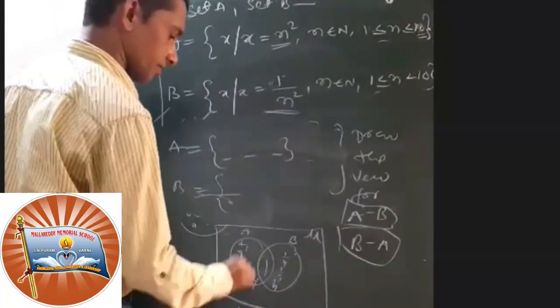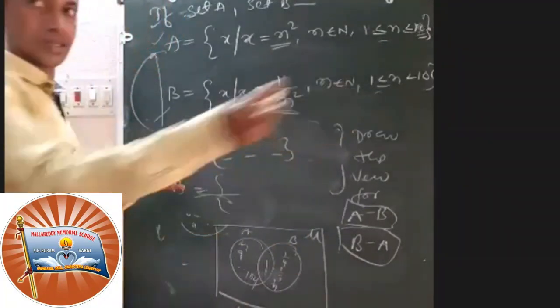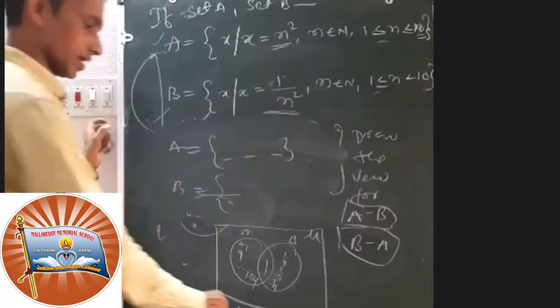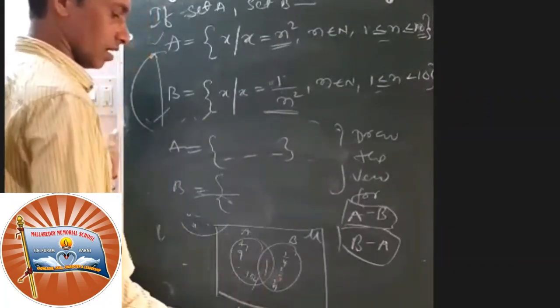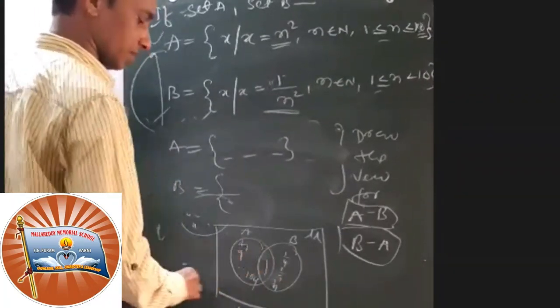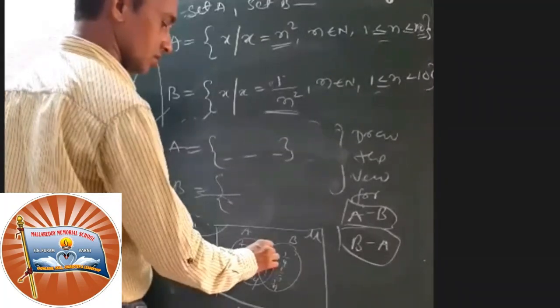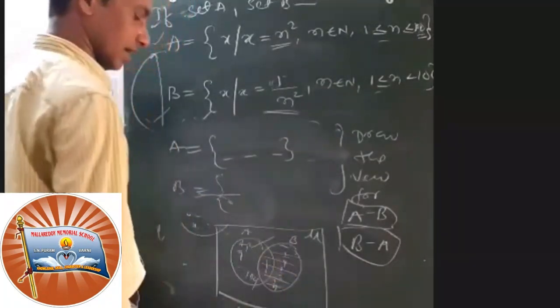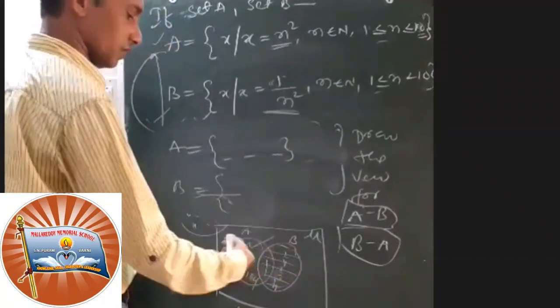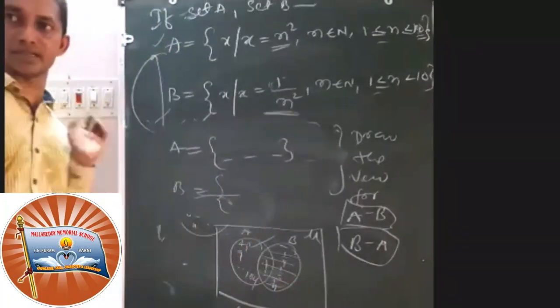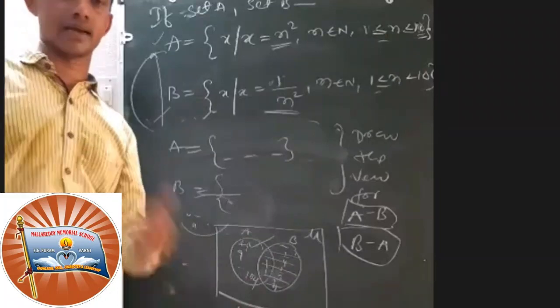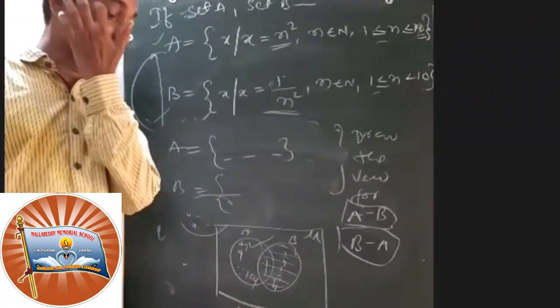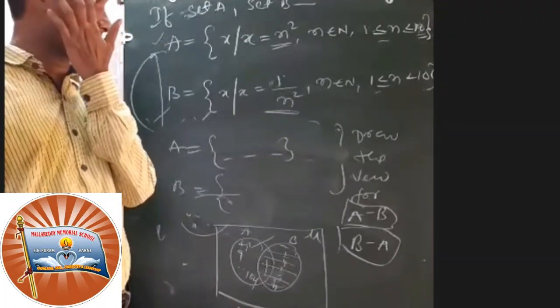Now A union B, you have to write all the elements together. If you want A intersection B, you have to write the common elements. Now A minus B means you have to wipe out this part. Now this will be the A minus B. If you wipe out the other part, you will be getting the B minus A. You have to show another Venn diagram. Understand? So this is the way you have to prepare in the examination.